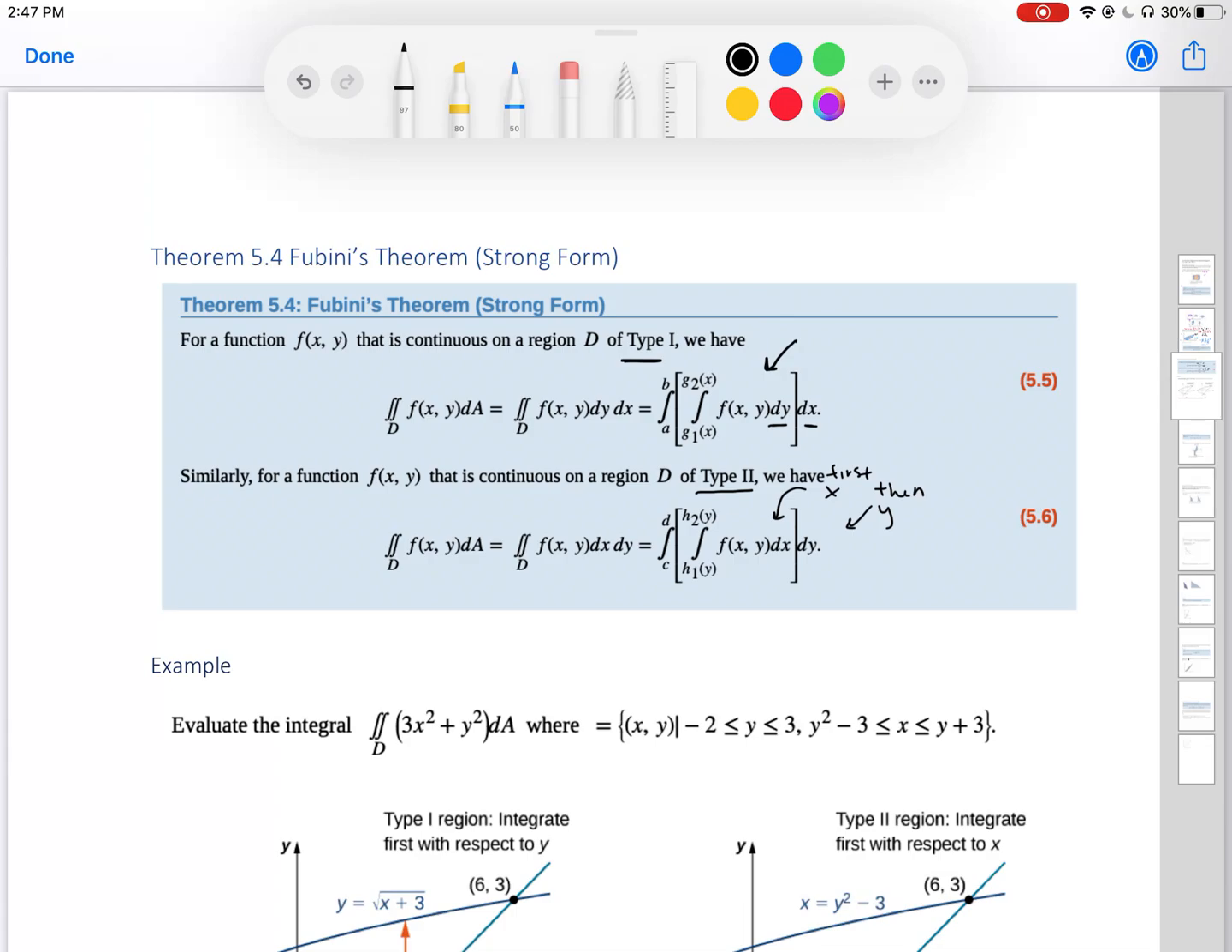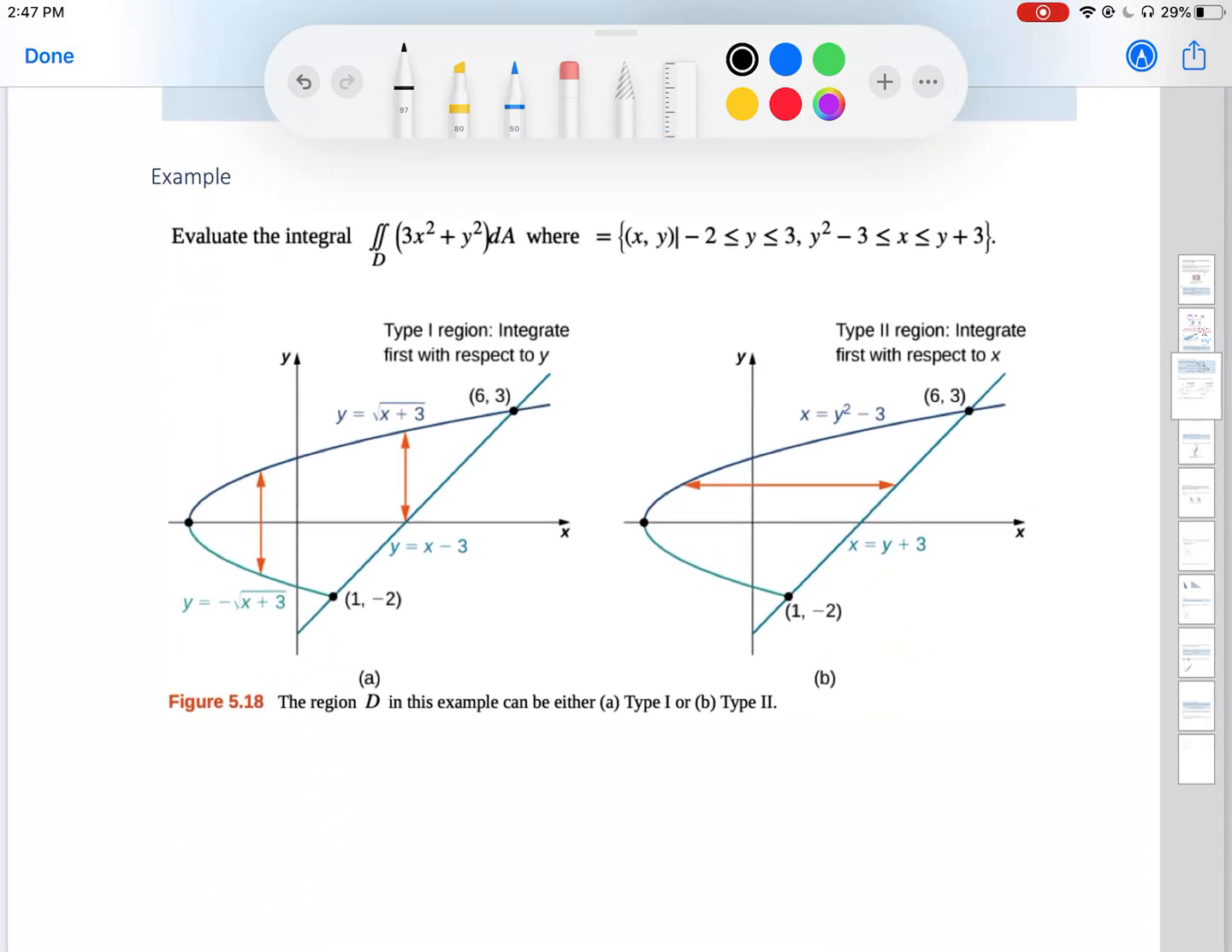So let's take a look at this example here. Evaluate the integral of 3x squared plus y squared, where x comma y is such that negative 2 is less than or equal to y less than or equal to 3, and y squared minus 3 is less than or equal to x less than or equal to y plus 3. So we want to go ahead and write our answer in terms of whatever bound we're given.